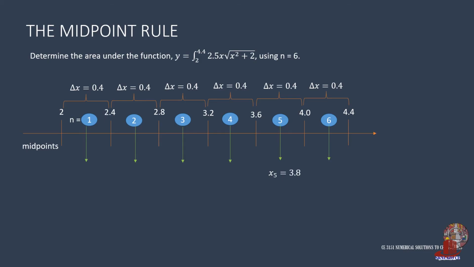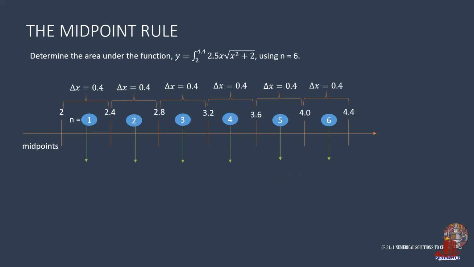Take the fifth strip using a similar setup. The midpoint value of x for the span is 3.8. So the fifth area is 2.5 times 3.8 times the root of 3.8 squared plus 2, then multiply by 0.4. The fifth area is 19 root of 411 all over 25.